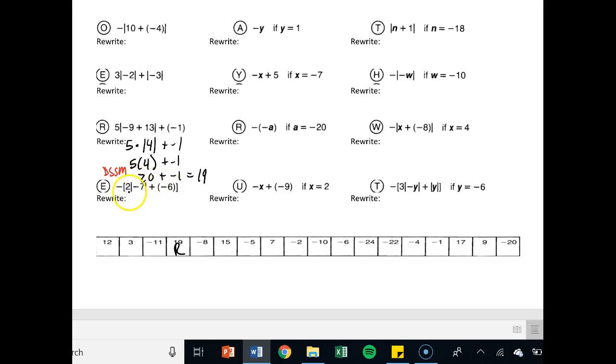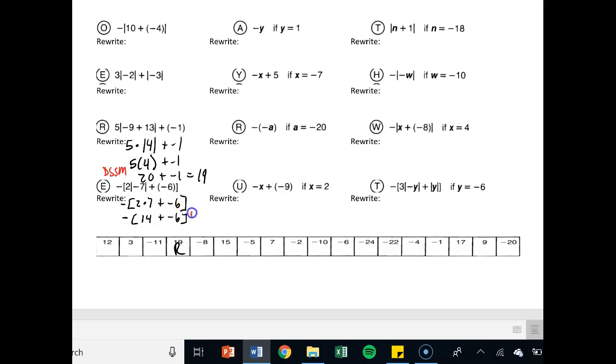On the inside, we've got 2 times the absolute value of negative 7 plus negative 6, and at the end, I'm going to take the opposite of that. So let's just do the brackets first. 2 times the absolute value of negative 7. Well, the absolute value of negative 7 is 7. So 2 times 7 plus negative 6. That's still in brackets. What's 2 times 7? Well, that's 14. 14 plus negative 6, that's still in brackets.